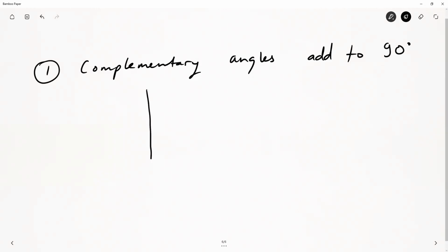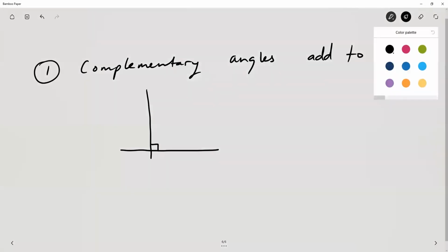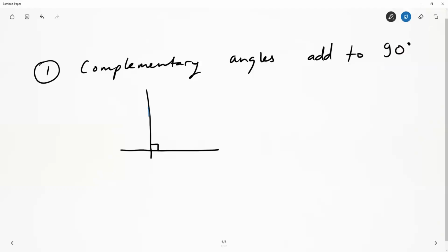Now, you have seen before the 90 degrees angle, or we call it a right angle. Let's suppose we have two angles in it. The first one is this one, and the second one is this angle. So this is the first angle, let's call it X, and this one is Y. As you see here, X plus Y makes 90 degrees.